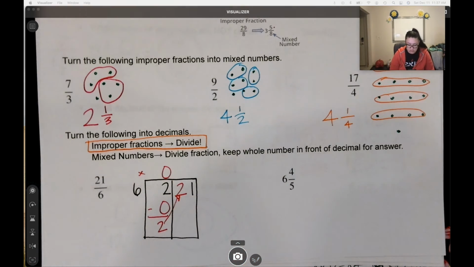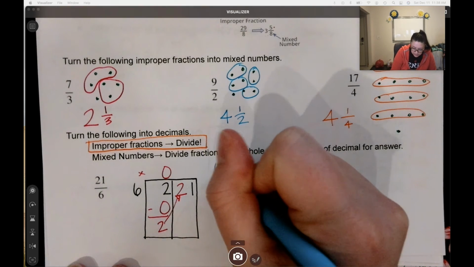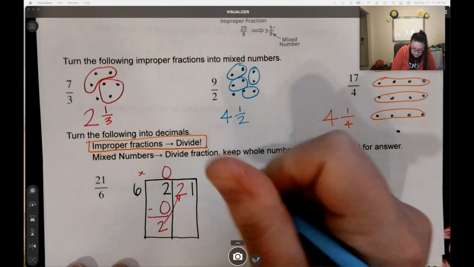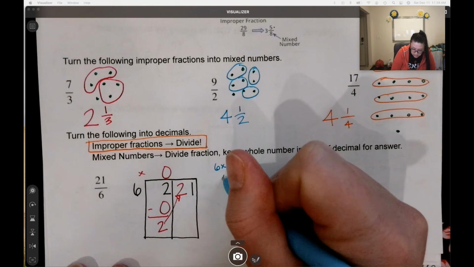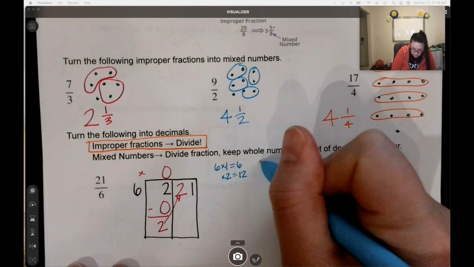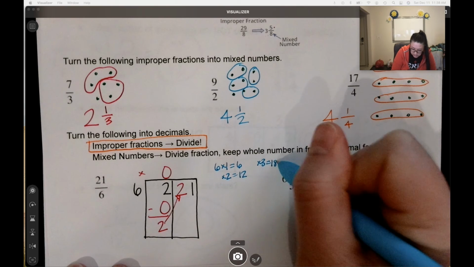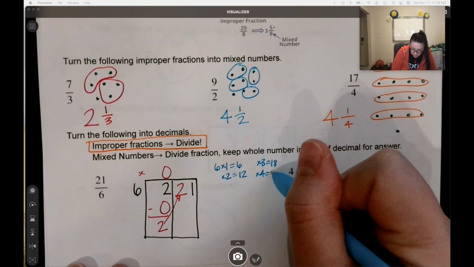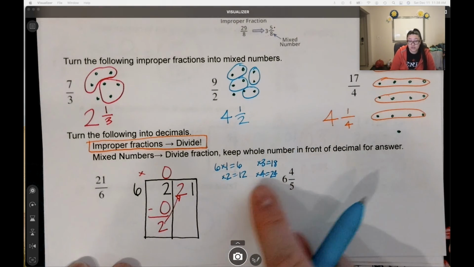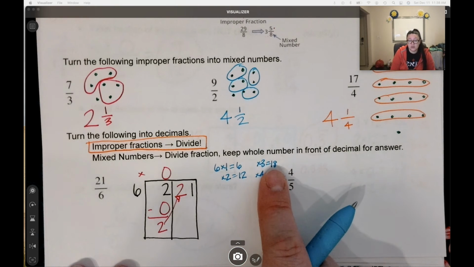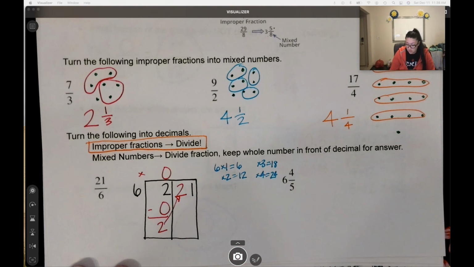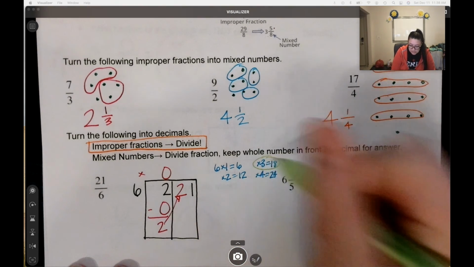Carry our 2 over there. How many times does 6 go into 21? If you need to write out your multiplications for 6, do it. 6 times 1 is 6. 6 times 2 is 12. 6 times 3 is 18. 6 times 4 is 24. 24 is too big. We need to go as close to 21 as we can without going over. So we need to do 6 times 3.